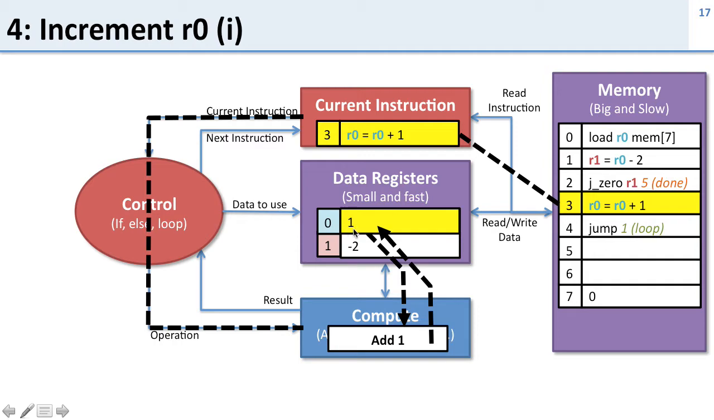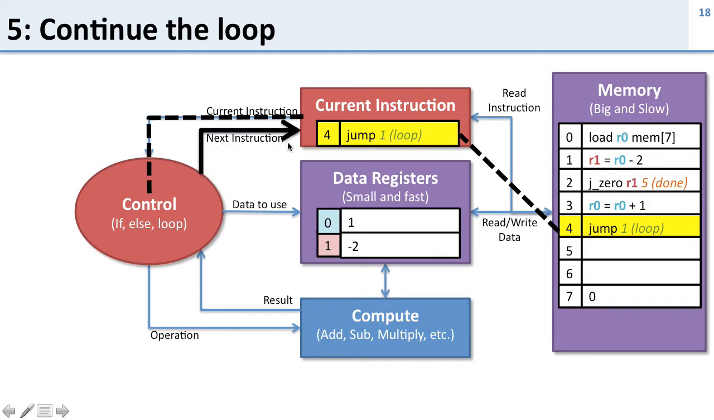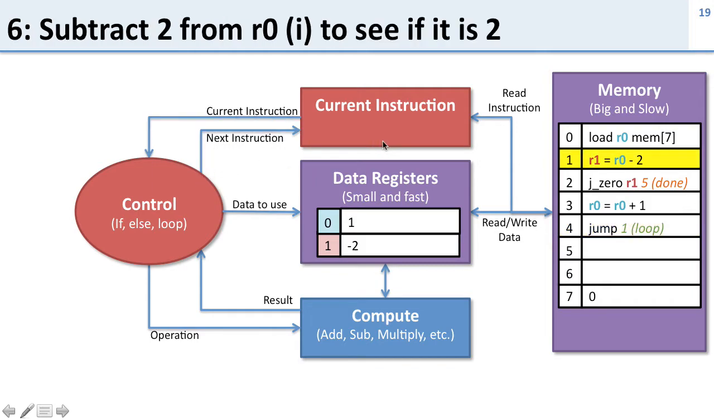So now it's 1 in register 0. Now we go on to the next instruction, which is going to be instruction 4. We go ahead and load instruction 4, and instruction 4 just says jump to instruction 1. So the control looks at it and says, oh, the next instruction is going to be instruction 1. We go to instruction 1, and now we start over again.